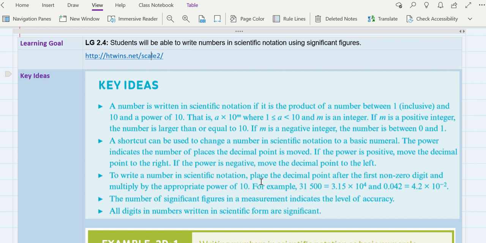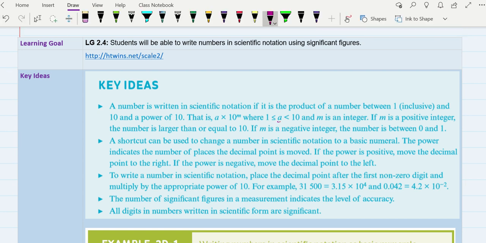So a number is written in scientific notation if it's a product of a number between 1 and 10 and a power of 10. So it might be, for example, a times 10 to the power of m, where a is greater than or equal to 1, but smaller than 10. So it's between 1 and 10, and m is an integer, so that's a whole number. So if m is a positive integer, then the number is larger than or equal to 10. If it's a negative integer, then the number is between 0 and 1.